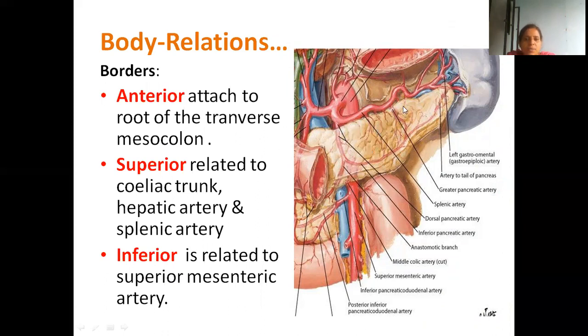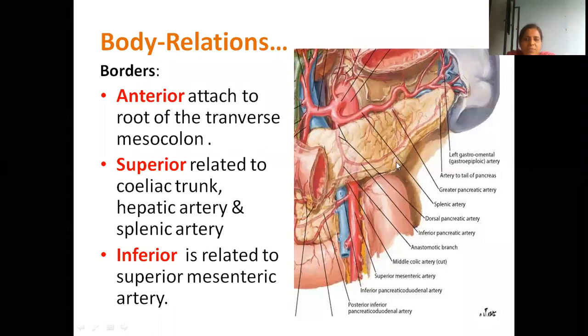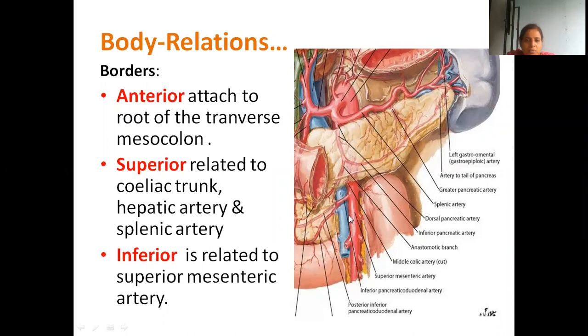Superior border, this is our superior border. It is related to celiac trunk. This is our hepatic artery, and this is our splenic artery going to the spleen. This is inferior border. So inferior border is related to this artery, which was also with this uncinate process. What is the name of this artery? Superior mesenteric artery.